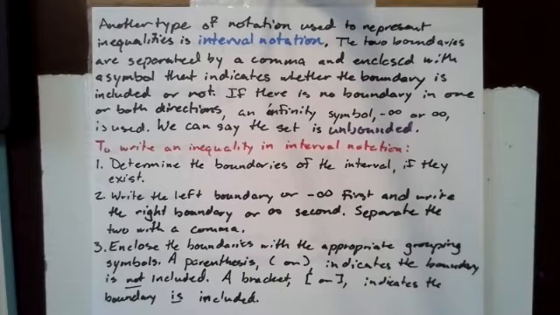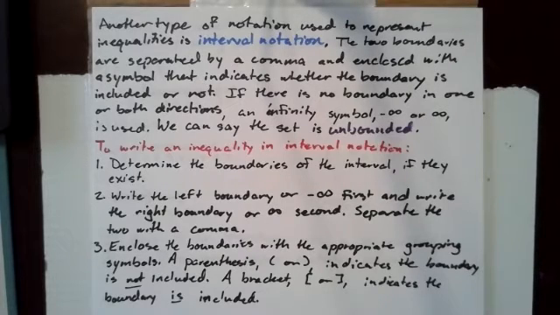Another type of notation used to represent inequalities is interval notation. The two boundaries are separated by a comma and enclosed with a symbol that indicates whether the boundary is included or not. If there is no boundary in one or both directions, an infinity symbol is used. We can say the set is unbounded.